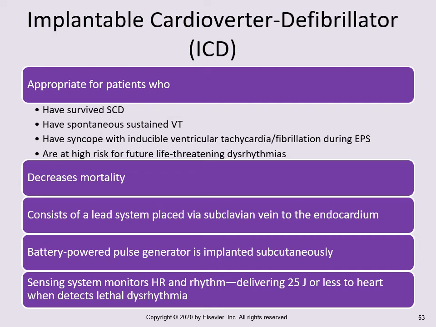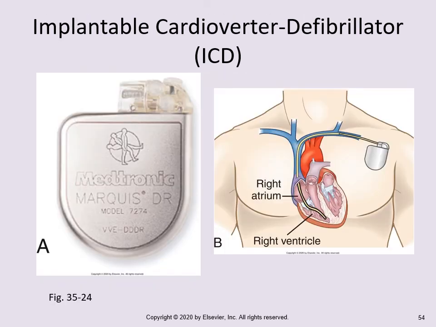Patients who have frequent dysrhythmias may be good candidates for an implanted cardioverter defibrillator or an ICD. This slide tells you some of the types. ICDs have been proven to decrease mortality. These devices are placed under the skin at the subclavian level, and the sensing system monitors the heart rate and the rhythm and delivers energy to the heart when it detects lethal dysrhythmias.